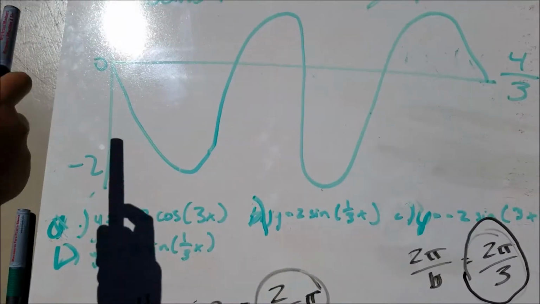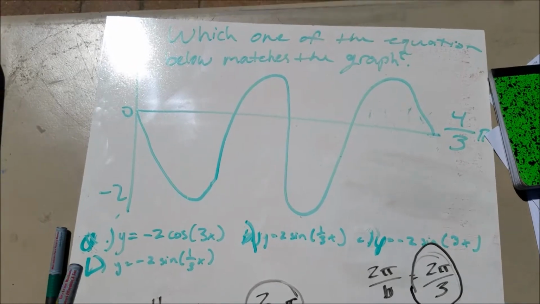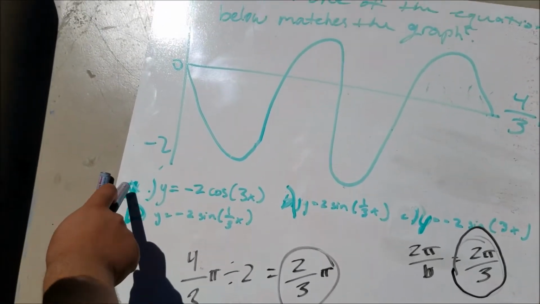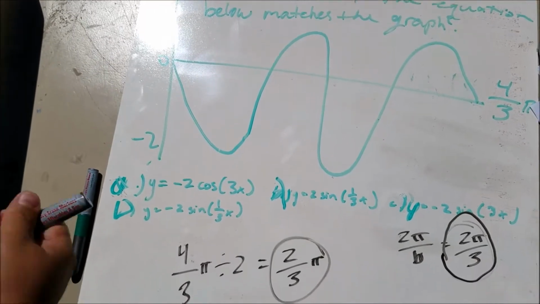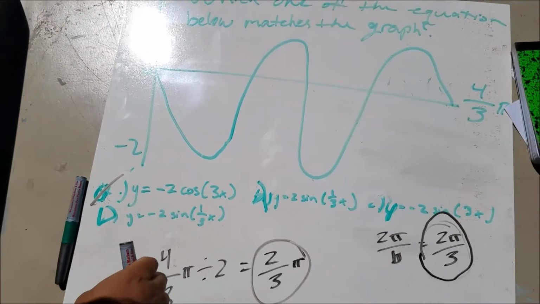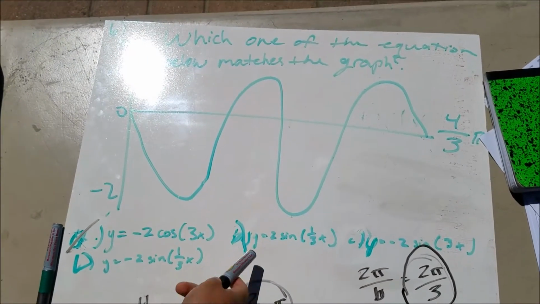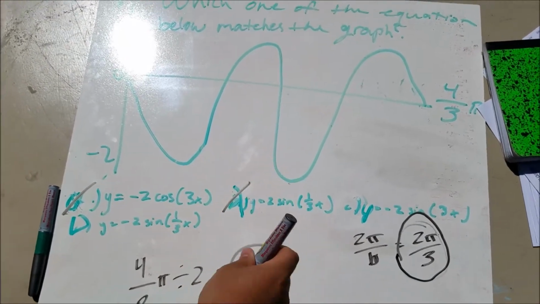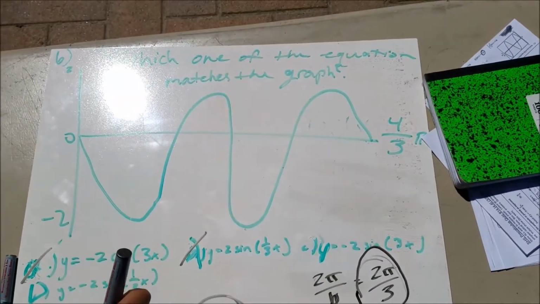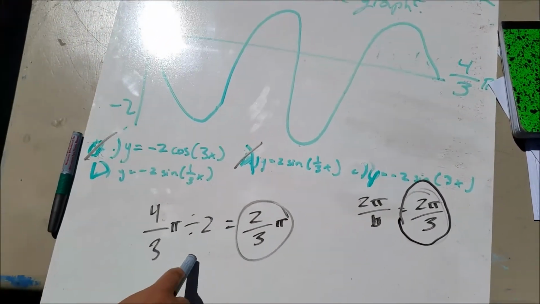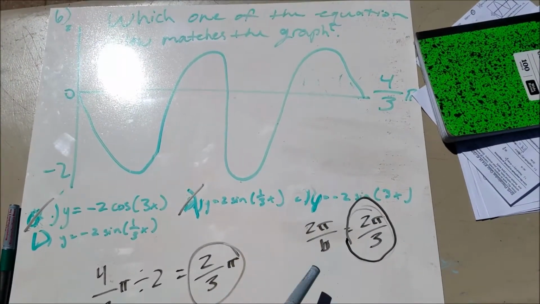Thank you. For question number 6, which one of the equations below matches the graph? We started off by crossing out a because the graph is sine, since it's starting at 0, and this one's cosine. We crossed out b because one of the points is -2 and this one is positive. And since the period on this one is 4 pi over 3 over 2 periods, we divided that by 2 and got 2 pi over 3, which is the period of c.